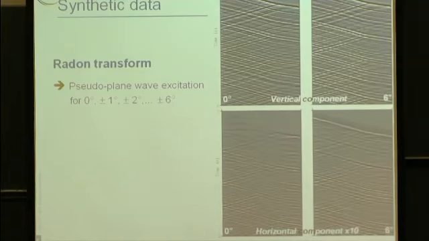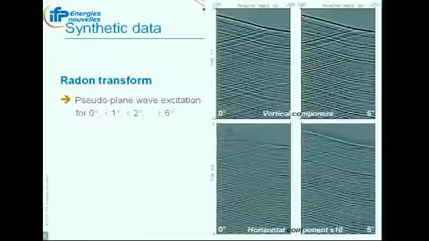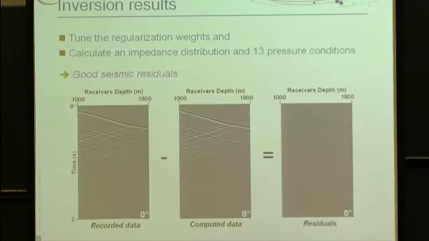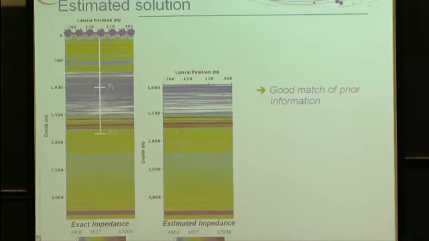As I told you, we first use a Radon transform to transform our data into data corresponding to pseudo-plane wave excitations with propagation angles varying between -6 and 6 degrees. Then we tune our regularization weights so as to compute an impedance distribution, with well constraints, that of course matches the seismic residuals. Here you have an example: the computed data and the residuals, and an impedance distribution that also matches the Fourier information.